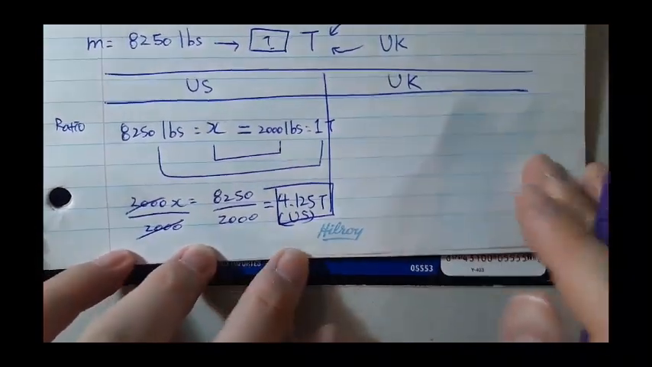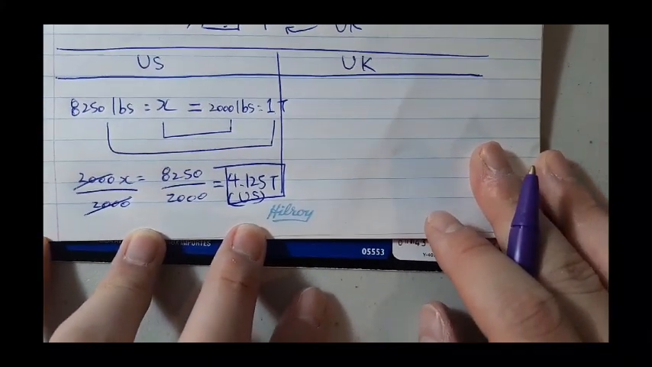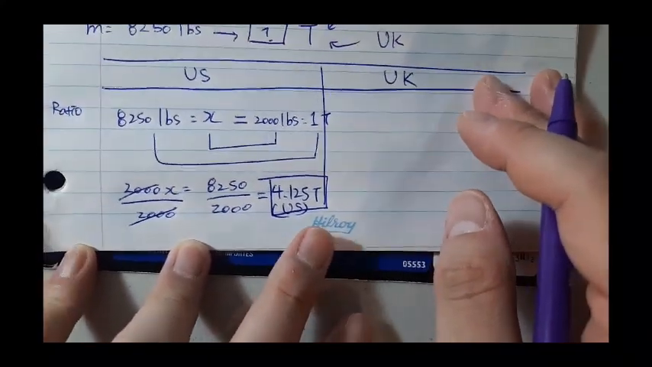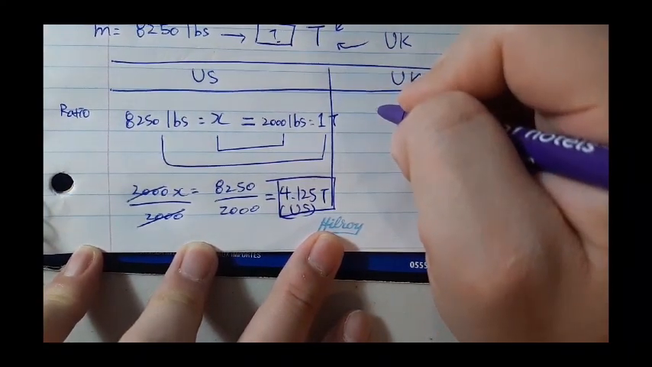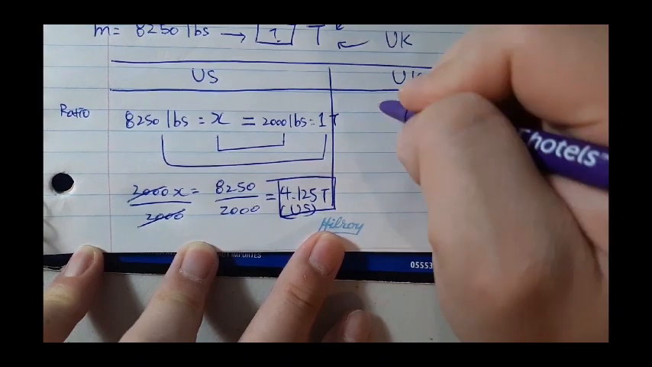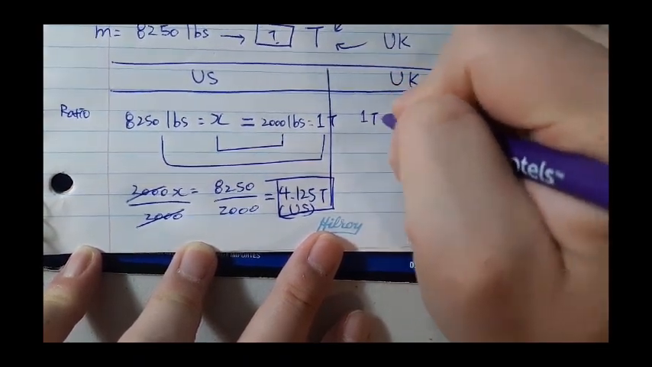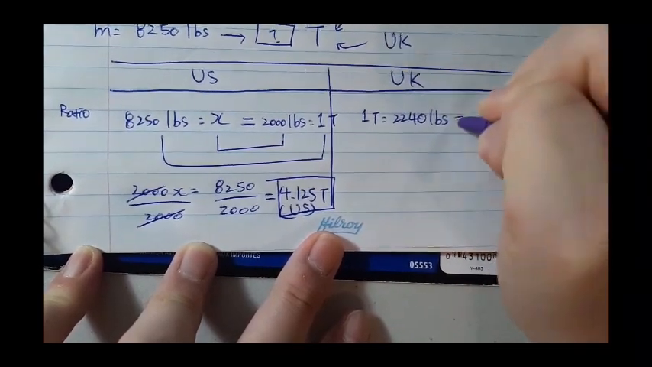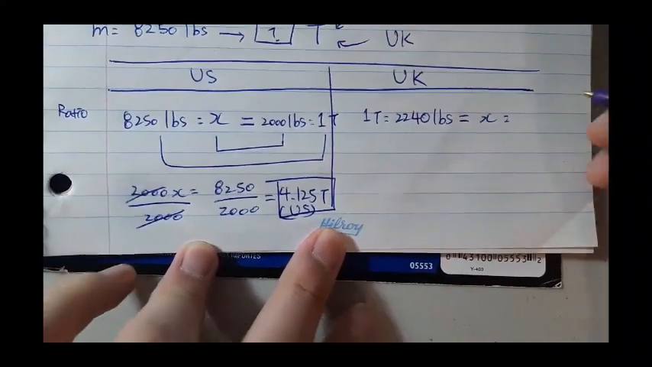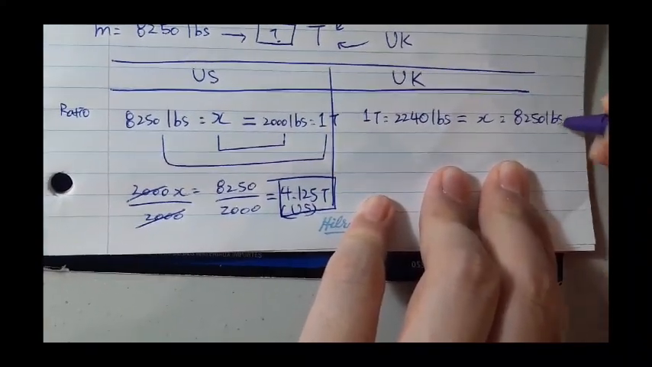You may notice right next to the ton I put US specifically. Let's do the UK method here. UK method, it's the exact same procedure. I'm going to change the order on purpose. So if you copy the table first, 1 ton is equivalent to 2,240 lbs. Ton we don't know, lbs we know, 8,250.